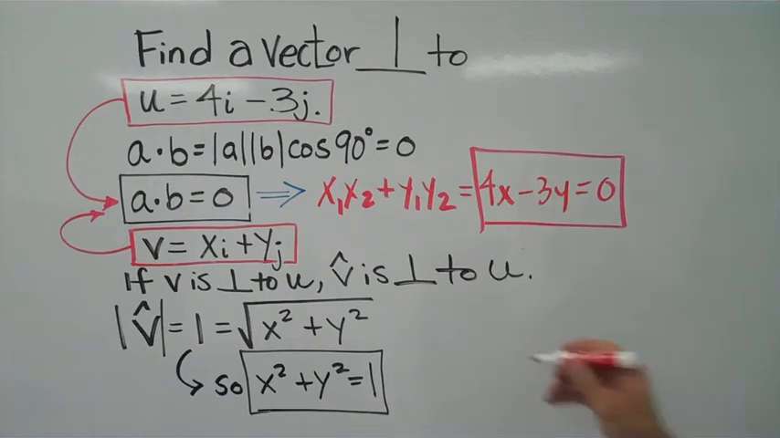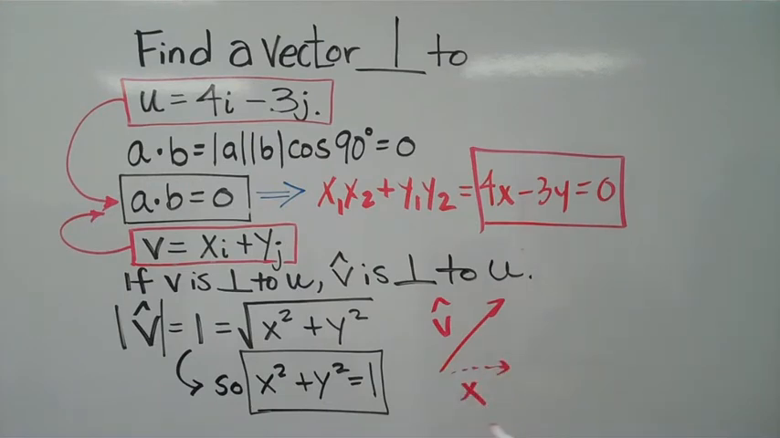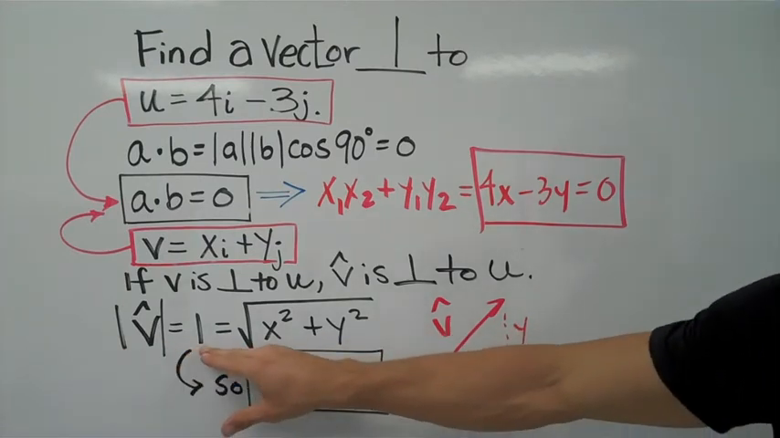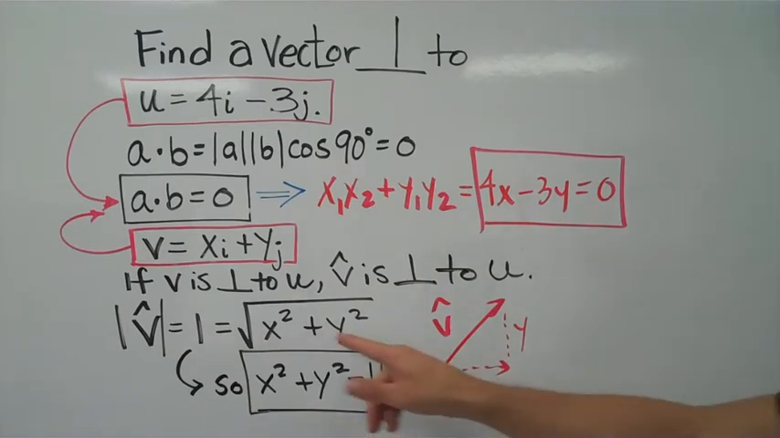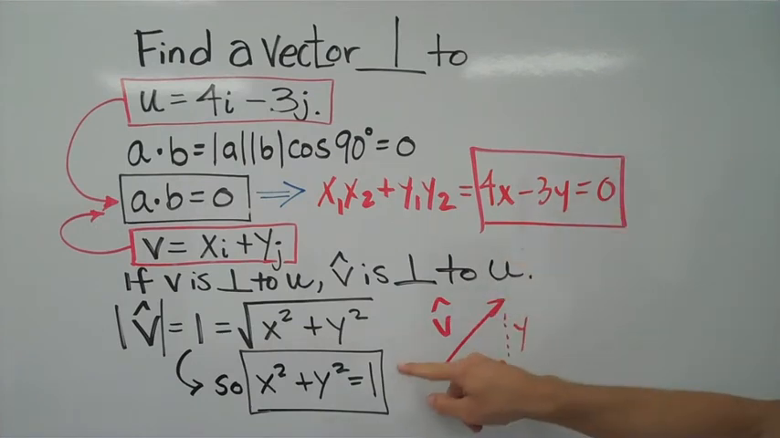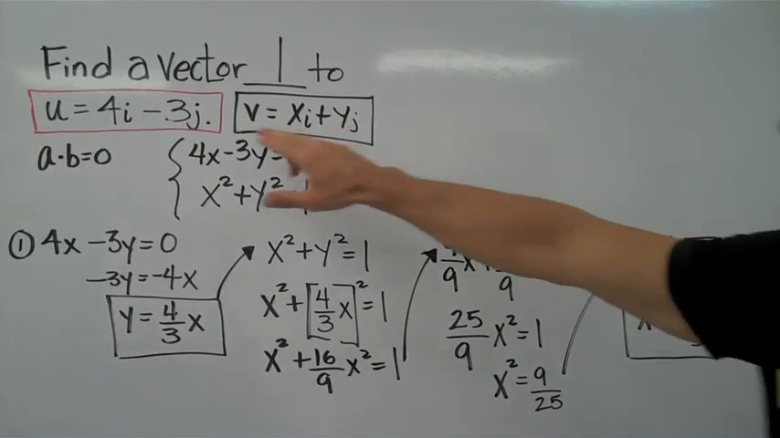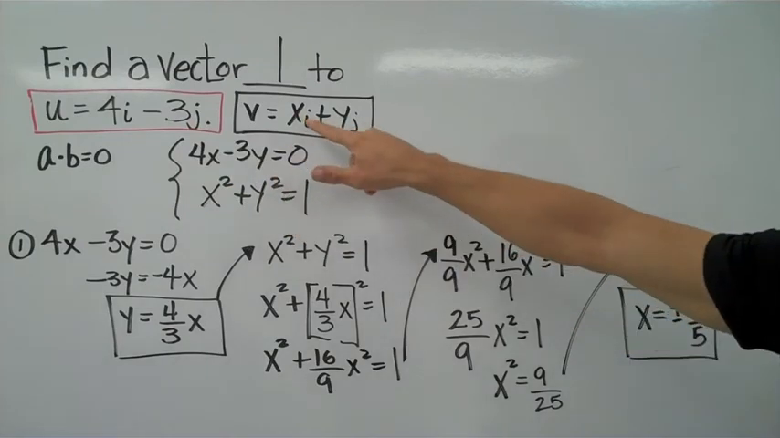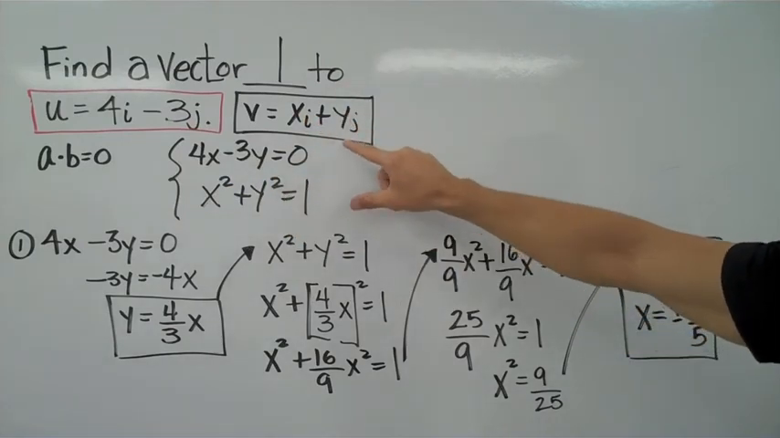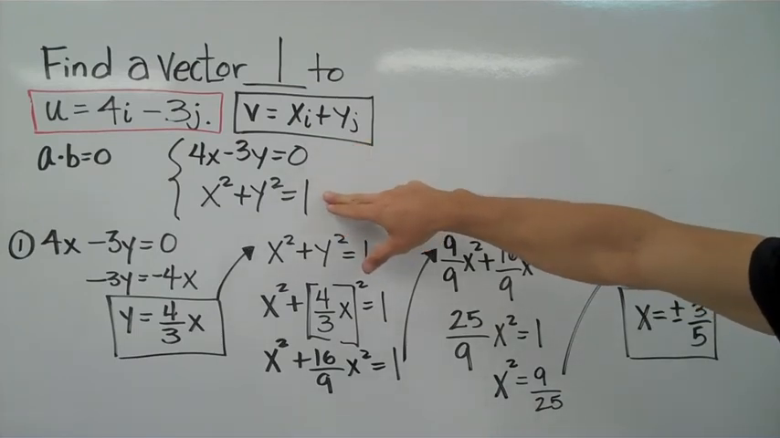And if I have v hat going this way, I know its x component is simply x, and its y component is simply y. So I can use the Pythagorean theorem to find the magnitude of v hat, which I know is 1 because by definition it's a unit vector, will be the square root of x squared plus y squared. So now I've got this equation and this equation. If we know from our last slide that u is equal to 4i minus 3j and v is some xi plus yj, our dot product gave us this, and our definition of the unit vector gave us this.